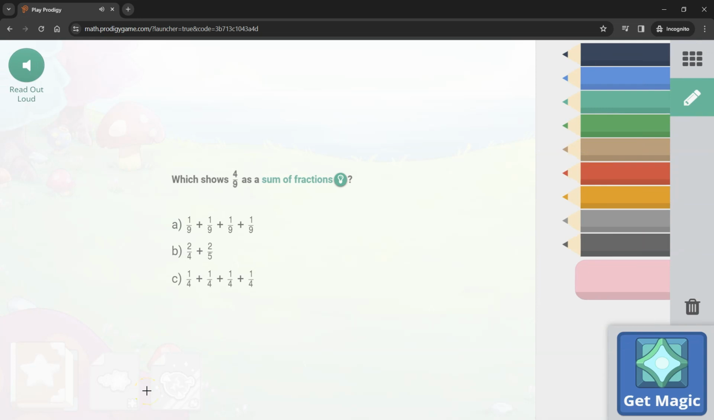Okay, now we're on the next thing. The main thing is that anytime we do sum, which means add, we need to have like denominators.